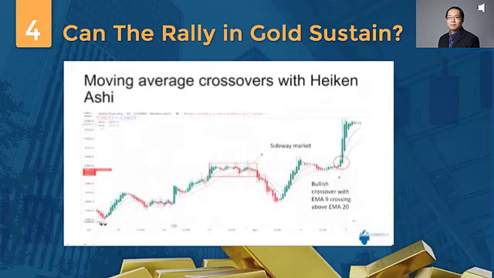Now, using Heiken Ashi by itself may not be sufficient. What I did here is also incorporate the moving average crossover.